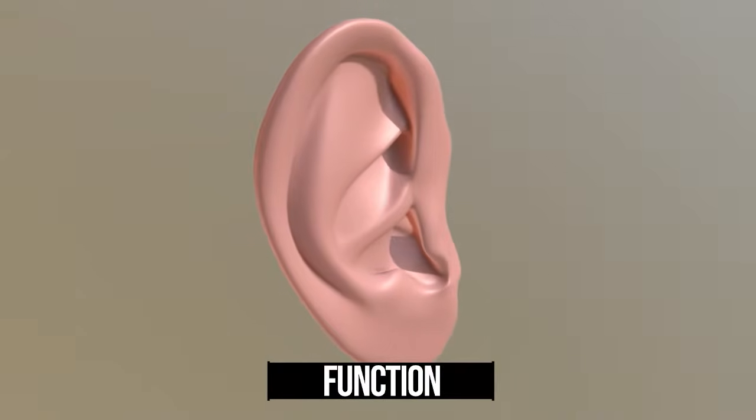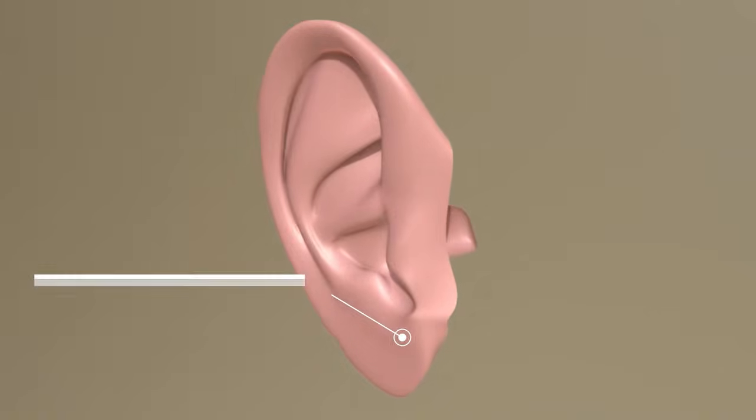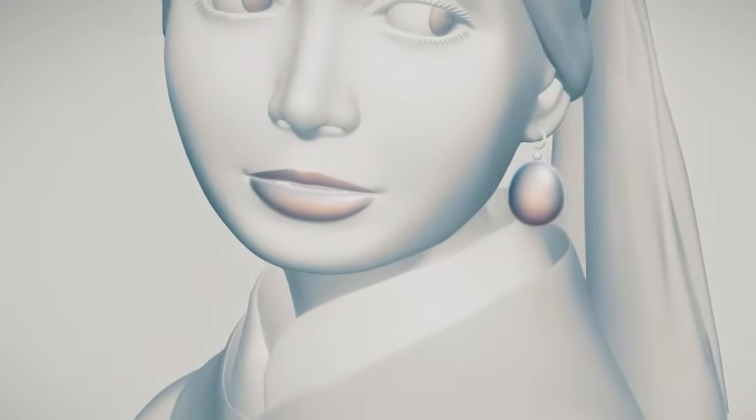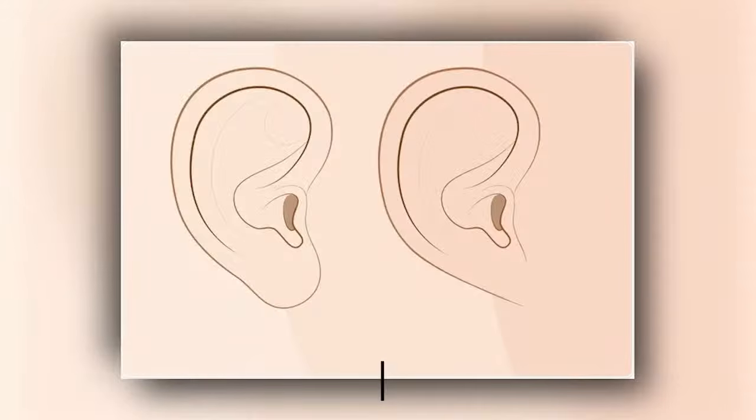Function. Cultural and cosmetic. The earlobe doesn't have a direct role in hearing. Its significance is more cultural and cosmetic, often being a site for jewelry, earrings, and body modification. Genetic marker.